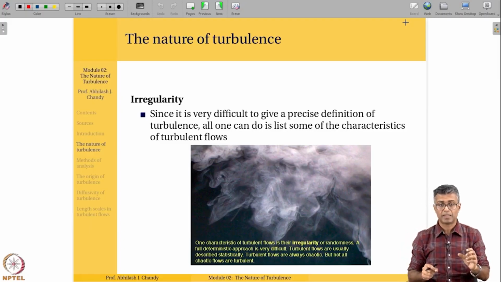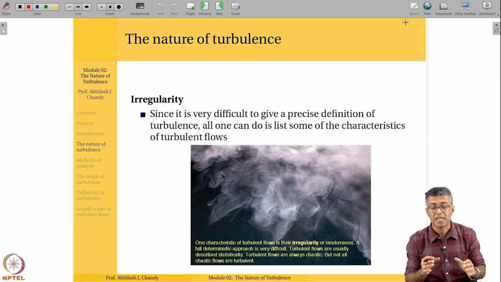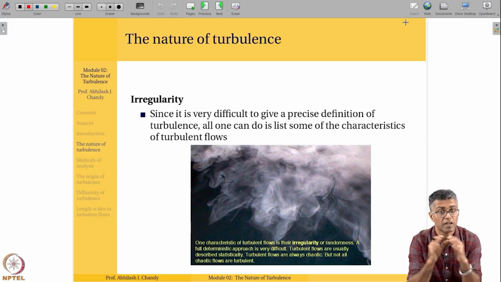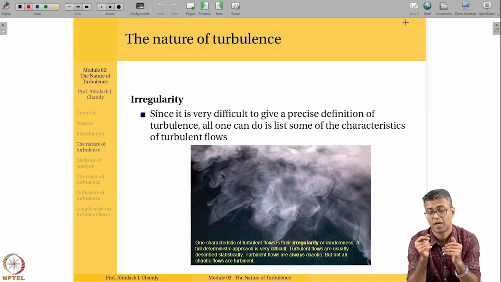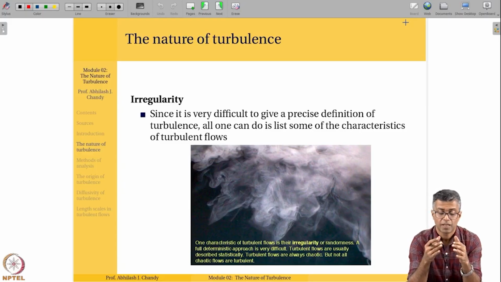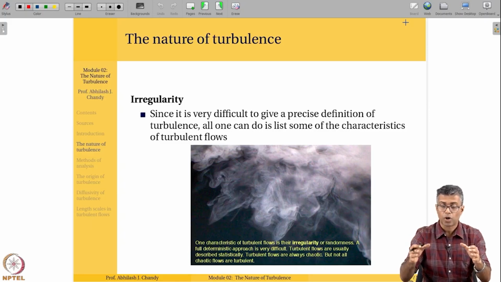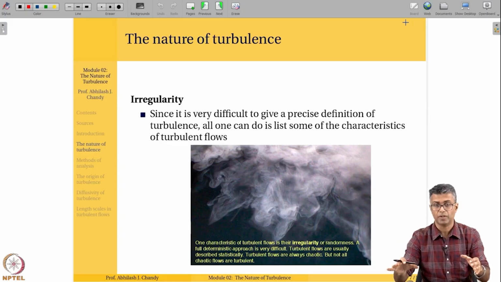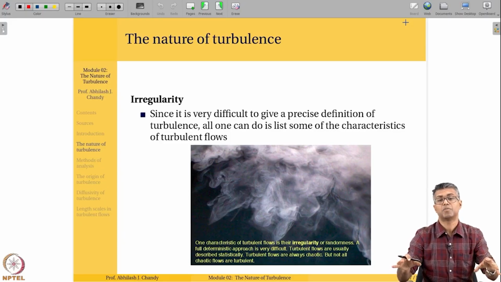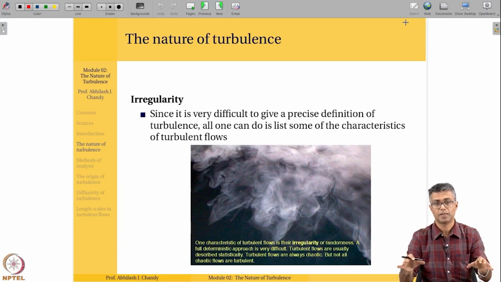Again, irregularity doesn't mean it is always random. Turbulent flows are irregular, that is for sure. The modern definition of turbulence includes that word. It is chaotic, it is seemingly random though. It is not random, it is seemingly random. It seems random to us. Because you cannot have a random behavior being described by a deterministic approach like the Navier-Stokes equations. So those two contradict each other.